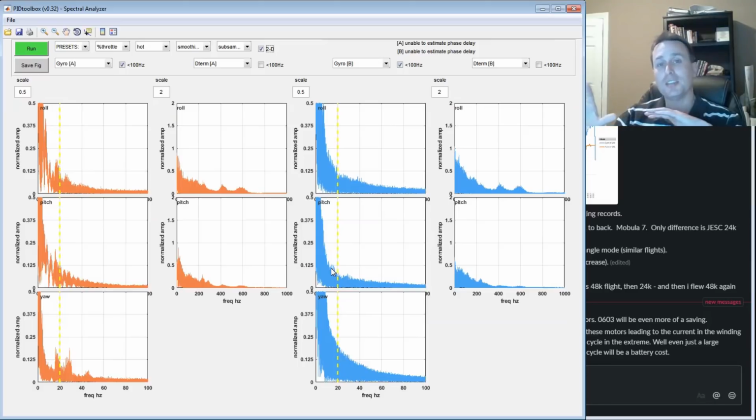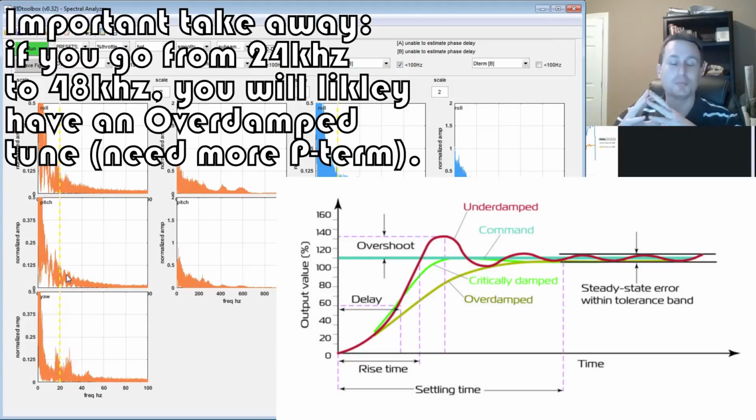Now these are the same PIDs. Do note I did tune it on 48 kilohertz, so my PIDs are based around that. So, you know, if you were on 24 kilohertz and you tuned around that, would these oscillations still be there? I would hope not, because you would have tuned it appropriately to not have oscillations and overshoots.